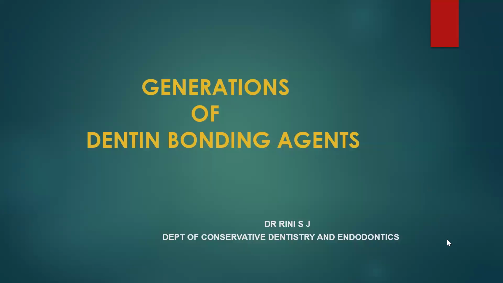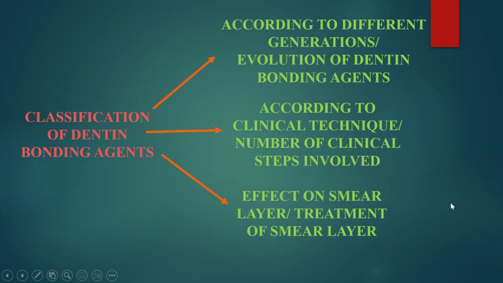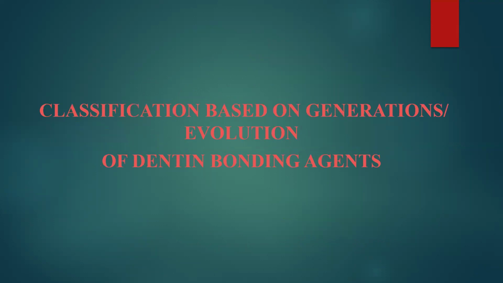Good morning, everyone. Today we are discussing the topic generations of dentin bonding agents. The classification of dentin bonding agents depends upon the generation or evolution of dentin bonding agents, according to clinical technique or number of clinical steps involved, and effect on smear layer or treatment of the smear layer. The classification based upon generations or evolution of dentin bonding agents.